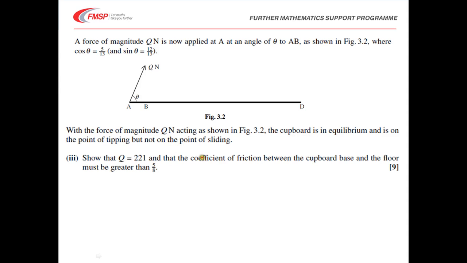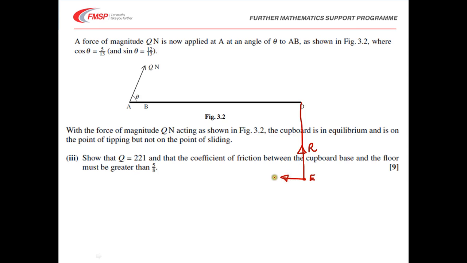And we're going to need to find the value of Q then and show some information about the coefficient of friction. Again, I'm going to need to just put a bit more information onto the diagram here. This is E. If it's on the point of tipping around E, then our reaction force can be considered to act at E.